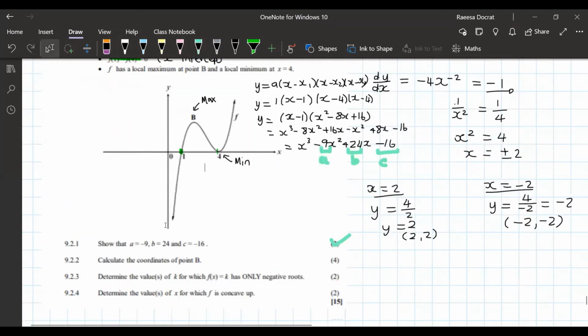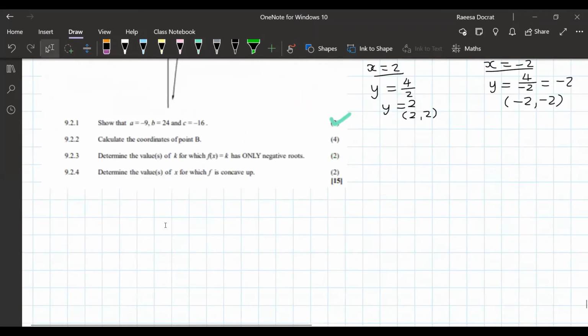Then it says calculate the coordinates of B. Now, let's say you did not get the first question. It does not stop you from moving on, because now you know what is the A and the B and the C. So if you did not get the first answer, you can still continue with the next one by using the information that they told you. So this is our equation.